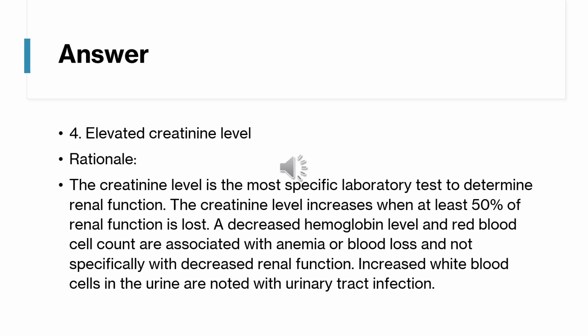Okay, so as we stated, our answer was number 4, elevated creatinine. So let's read the rationale. The creatinine level is the most specific laboratory test to determine the renal function. The creatinine level increases when at least 50% of renal function is lost. A decreased hemoglobin level and red blood cell count are associated with anemia or blood loss, and not specifically with decreased renal function. Increased white blood cells in the urine are noted with urinary tract infection.